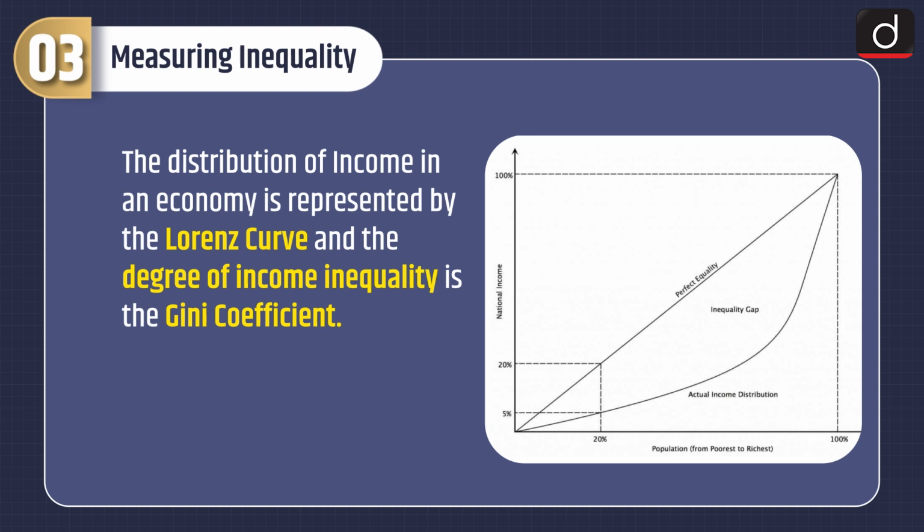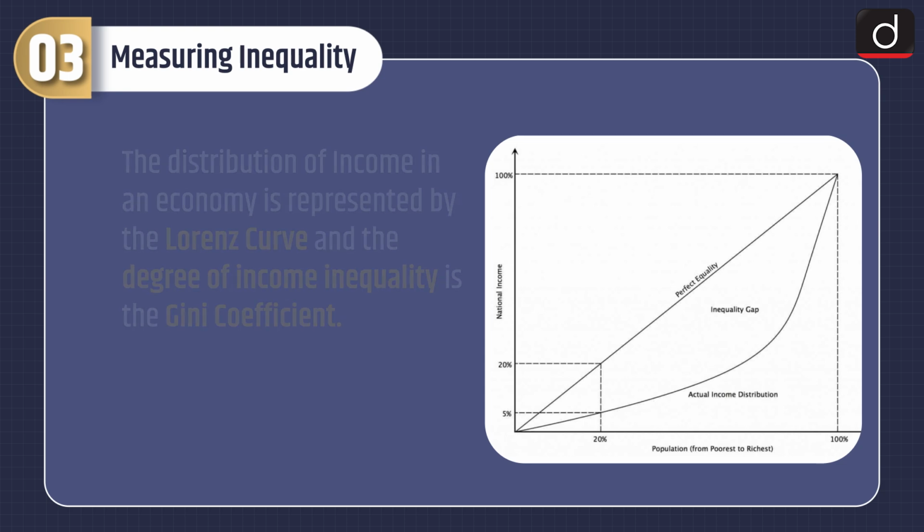Now let's discuss measuring inequality. The distribution of income in an economy is represented by the Lorenz curve, and the degree of income inequality is measured through the Gini coefficient.